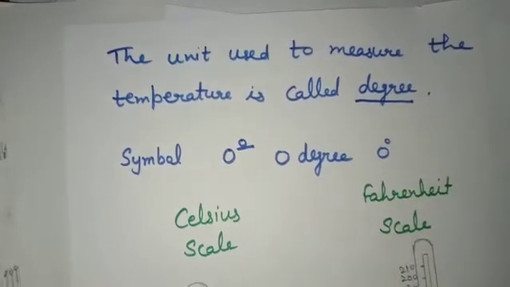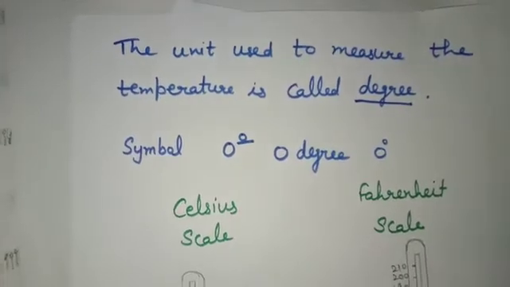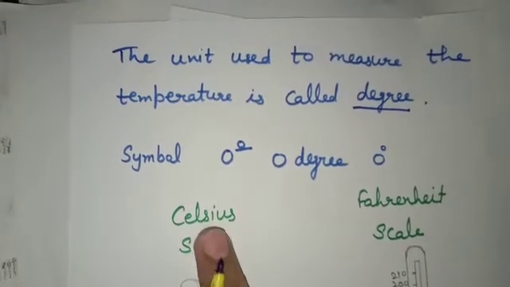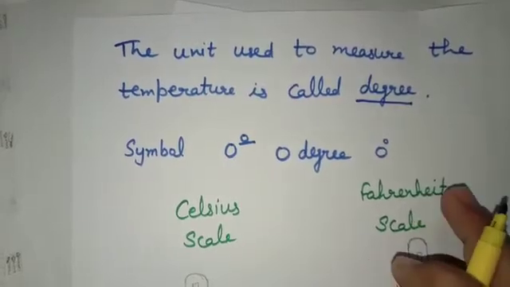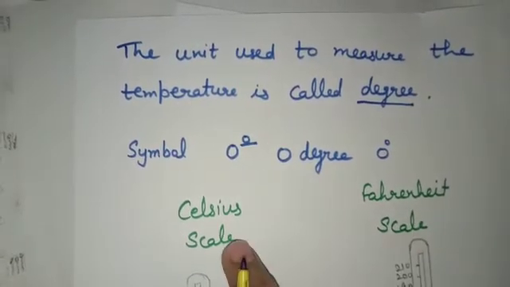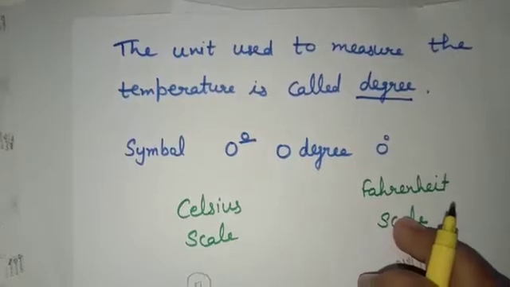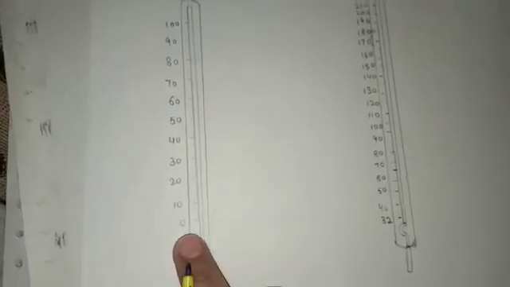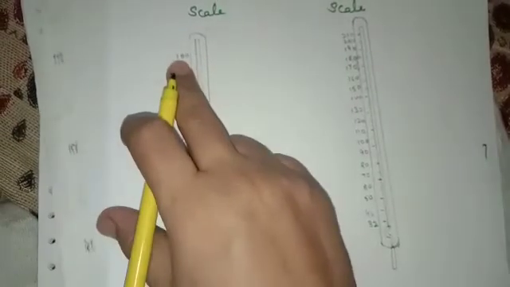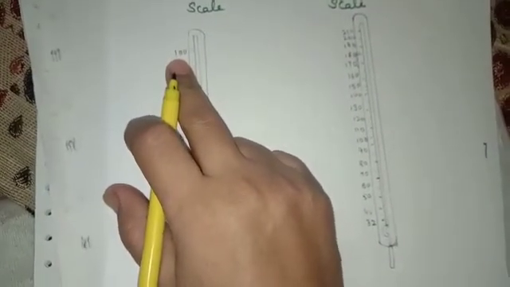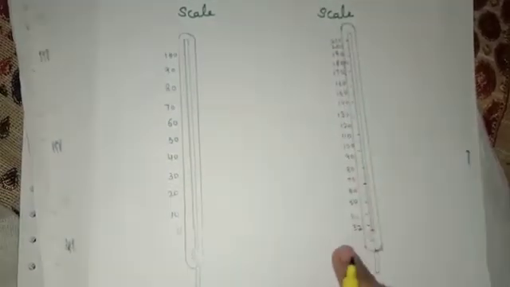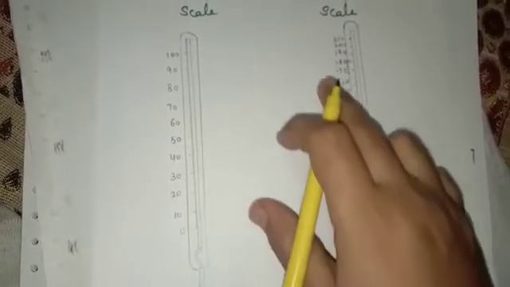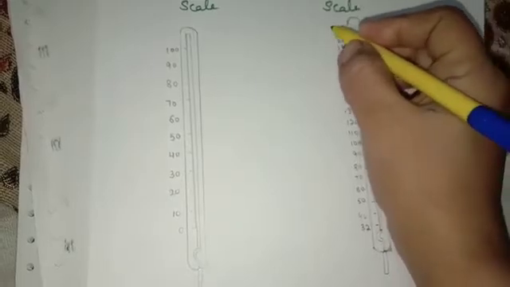We have two scales to measure the temperature. The first is Celsius scale, the second is Fahrenheit scale. Celsius scale and Fahrenheit scale. Here we can see two kinds of thermometers. The Celsius scale thermometer starts from 0 and ends at 100, and the Fahrenheit scale starts from 32 and ends at 212.